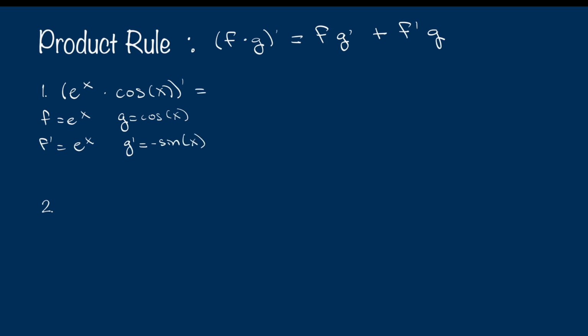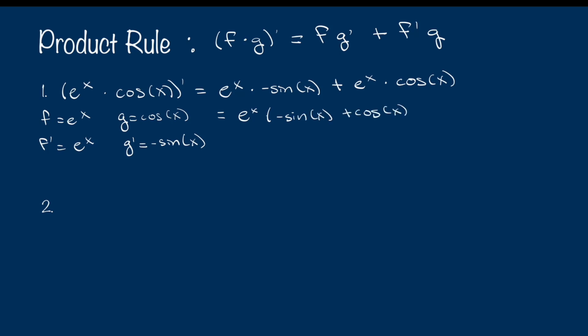Plug that back into our equation. So we're going to take e to the x times negative sine x plus e to the x times cosine x. And now if we want to simplify it, we could just do e to the x times negative sine x plus cosine x. Then our next example is going to be the square root of x times sine x.